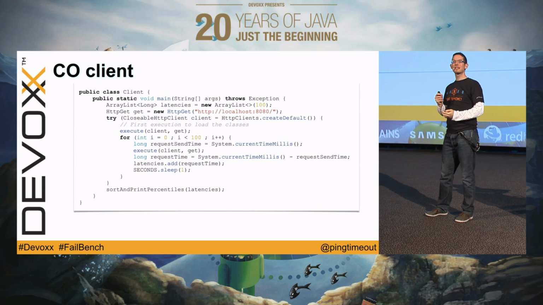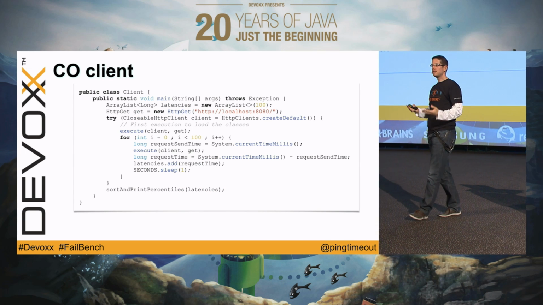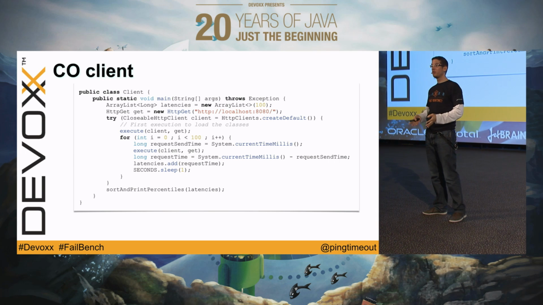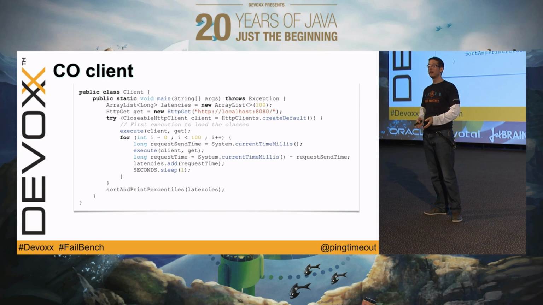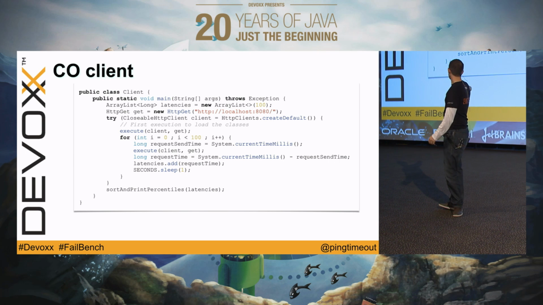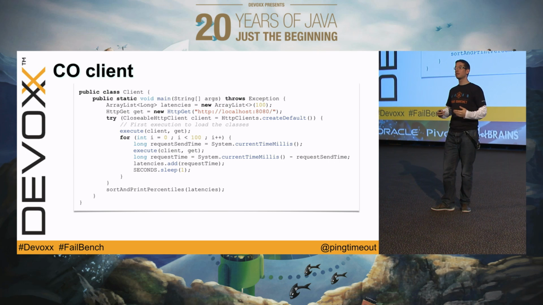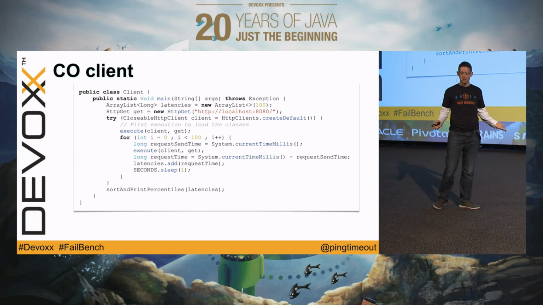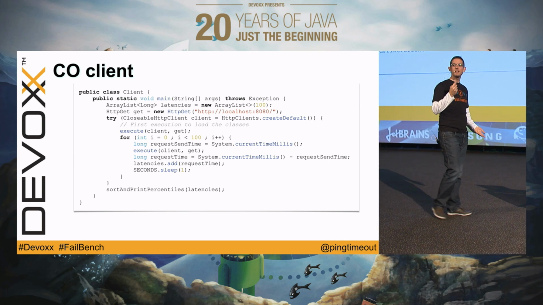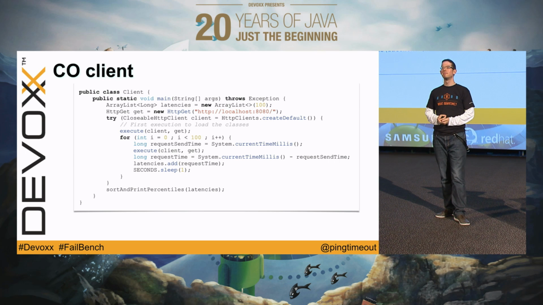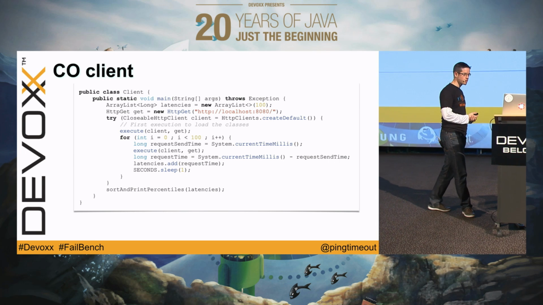So I have this client now. My client is quite simple. It's going to perform 100 queries at a rate of 1 query per second, and it's going to store the latency into an ArrayList. Then I sort the ArrayList, and I print my percentiles. That's simple, right? So do you see any problem with that code? I'm going to take that as a no.